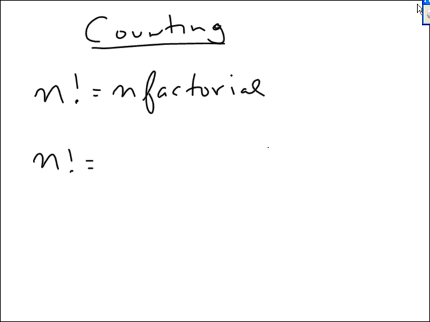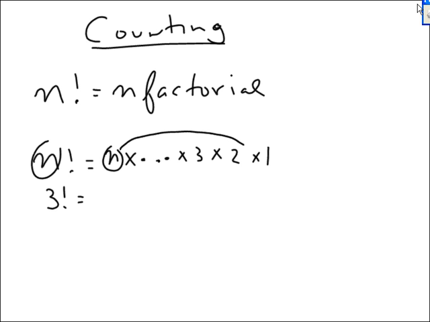N factorial is 1 times 2 times 3, all the way up to times n. The 3 dots means and so on. That is 3 factorial. Another way of saying it is whatever n is, you start with n and you multiply all the way down to 1. You start at 3, you go 1 less, you go 1 less than 2, and when you get to 1, you stop. 3 times 2 times 1 is 6.